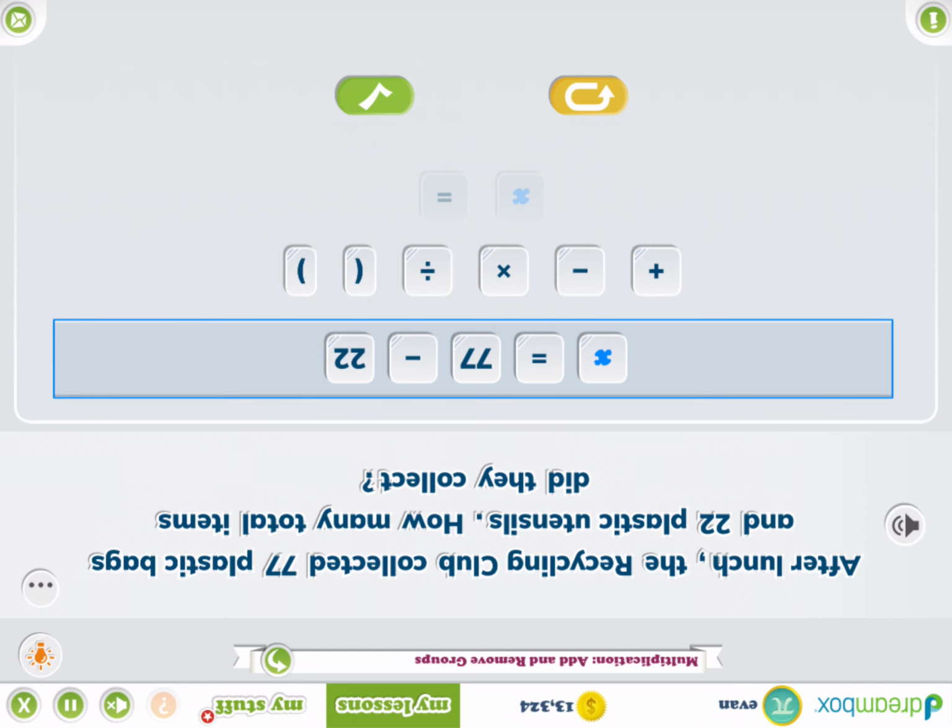Look back at the story in the problem. Do you need to combine items? Or do you need to separate or remove items? Let me help you with this. In order to find the total items collected, two groups, plastic bags and plastic utensils, are combined. So addition is needed for this equation.